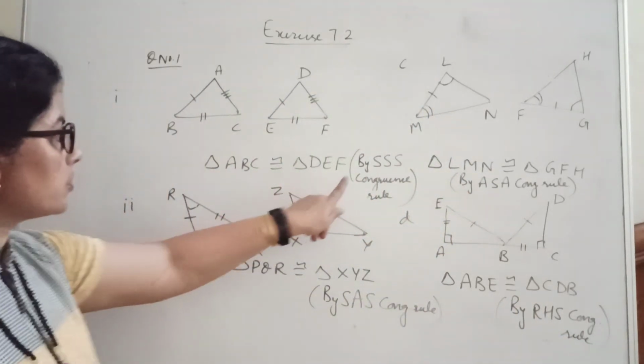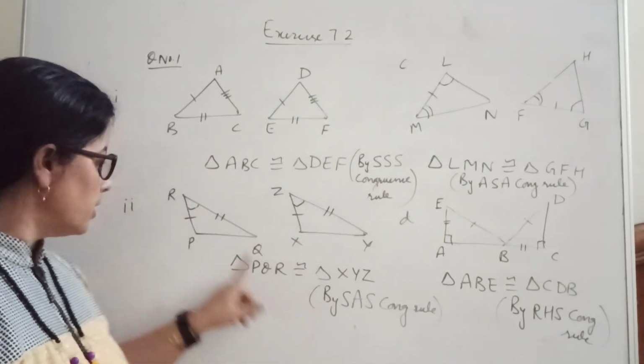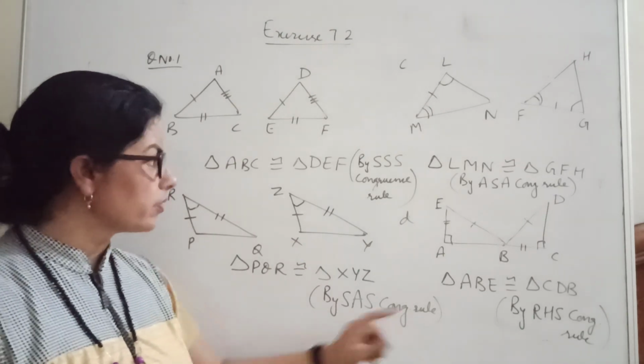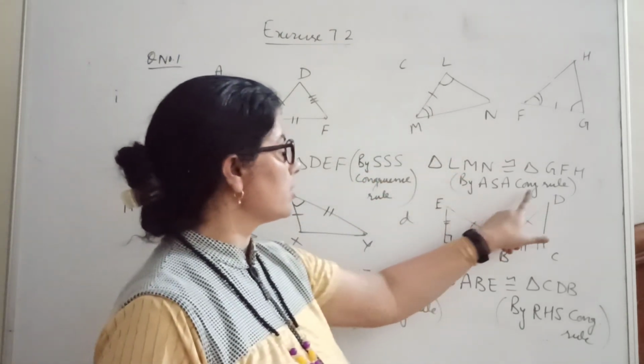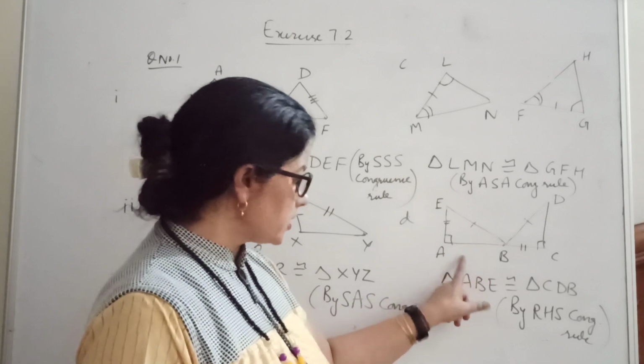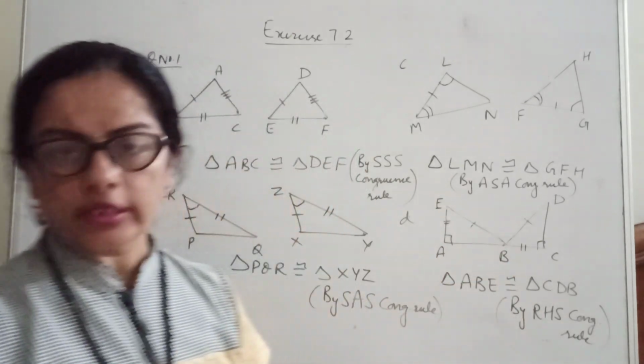So the answer of the first question is SSS congruence rule. Answer of the second is SAS congruence rule. Answer of the third is ASA congruence rule. Answer of the fourth is RHS congruence rule.